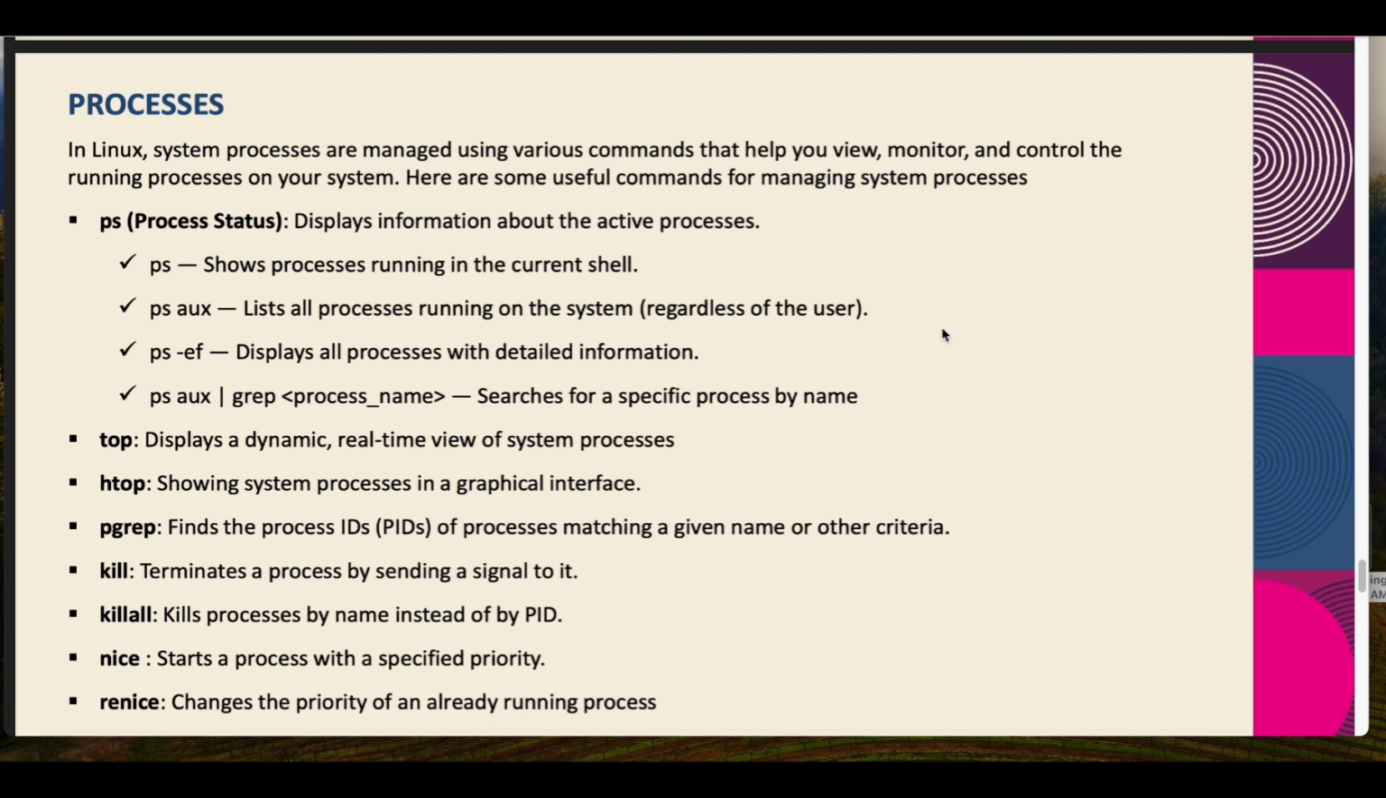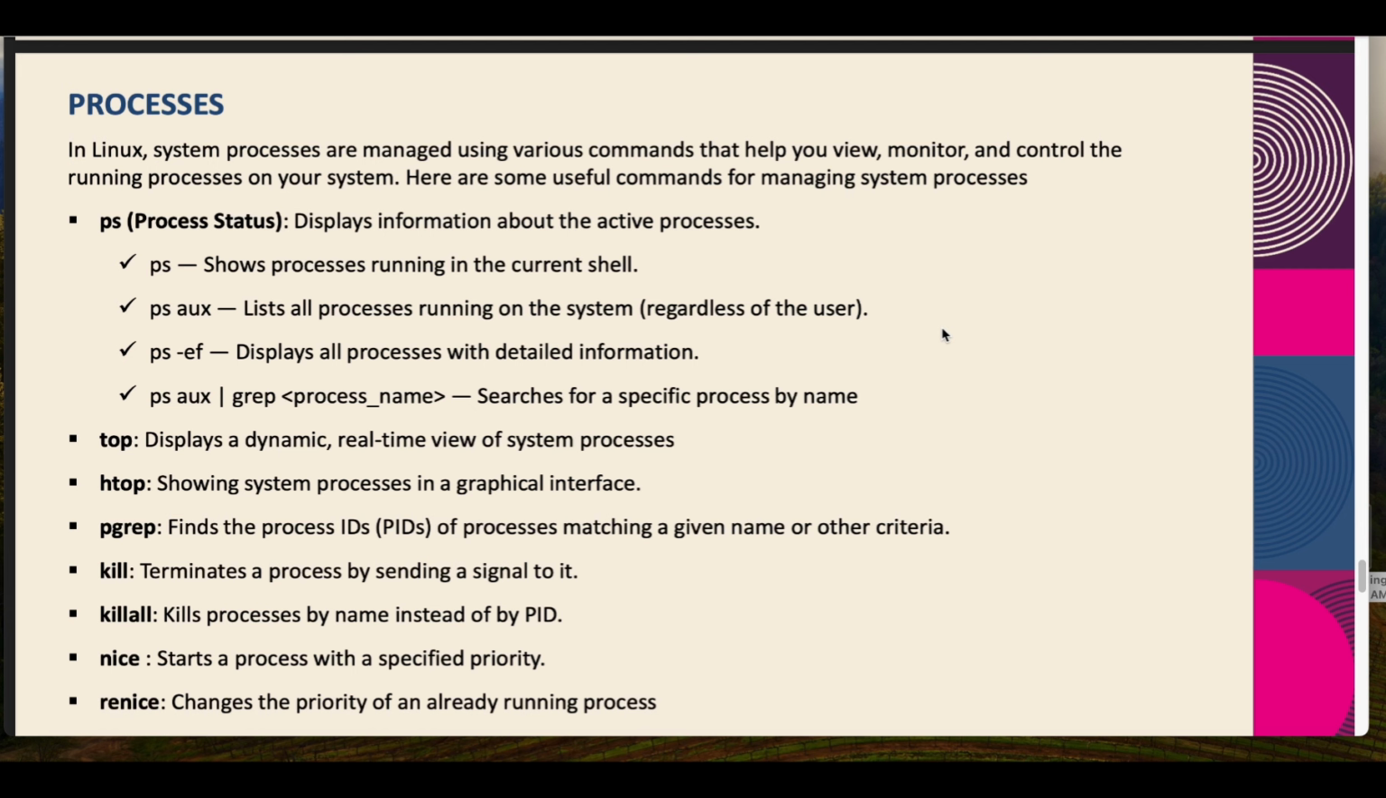The next is top. It will display a dynamic real-time view of the system processes. It shows CPU, memory, and process usage in real time. There are a couple of options. If you run top with P, it will sort by CPU usage. If you run top with M, it will sort by memory usage, and if you press Q, it will quit. We'll see all the details in the demo section.